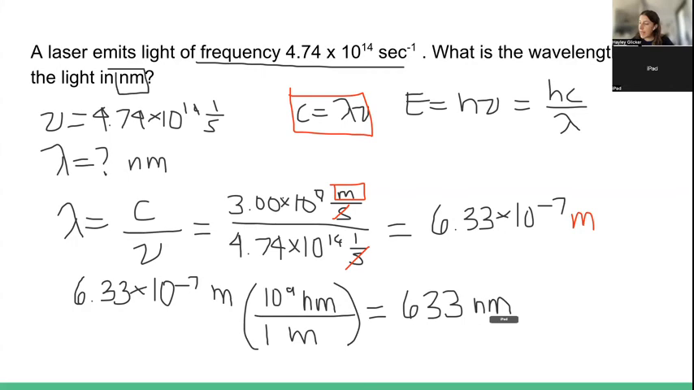Now, if you saw me do that last step and you're confused by it, this is my reminder that you should go ahead and review the prefixes that you've learned in a previous class. I've also attached a Khan Academy video that I would recommend watching if that step was confusing and if you didn't remember where that 10 to the 9th value came from. So we just went ahead and solved this problem. That means that a 633 nanometer wavelength of light has a frequency of 4.74 times 10 to the 14th inverse seconds.